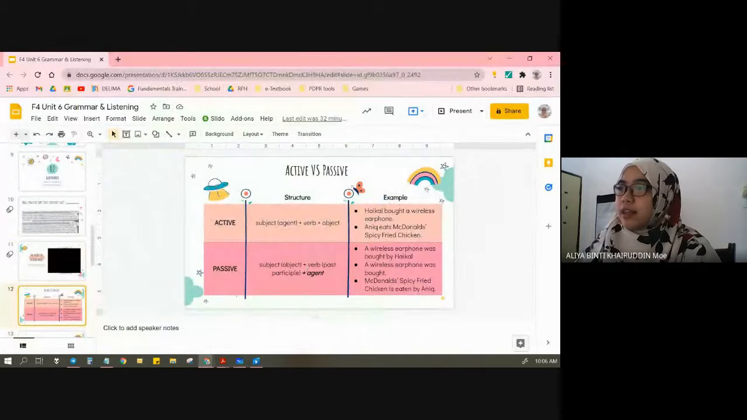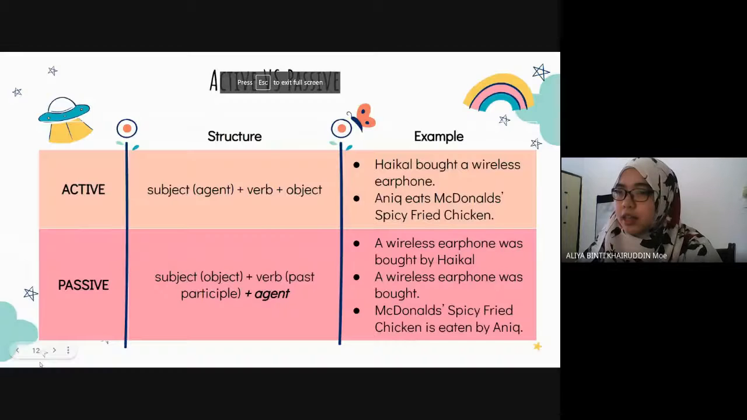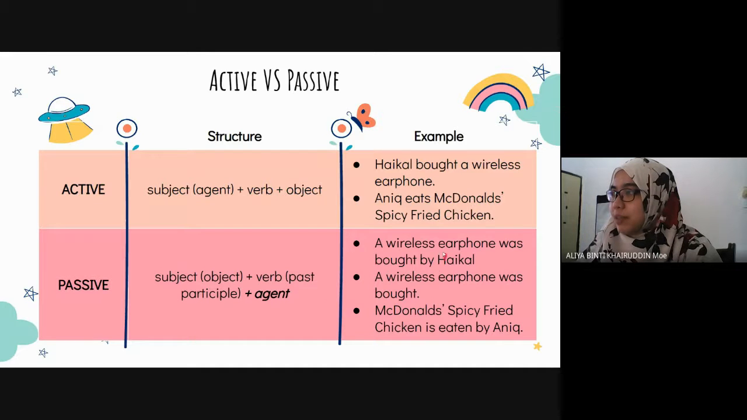So when you look at the passive voice here, the verb is using the past participle. For example, a wireless earphone was bought by Haikal. So was, because it is past tense. This one is past tense, right? Bought. So in passive form it should be was because it is past, and bought here is not past tense, but it is past participle. Another example is Anik eats McDonald's spicy fried chicken. This is present tense, right? So if you change this to passive, it becomes is to show it is present tense, and eaten, past participle.